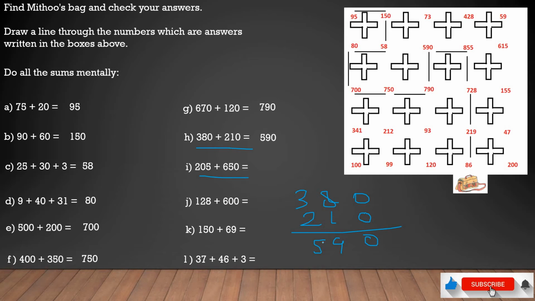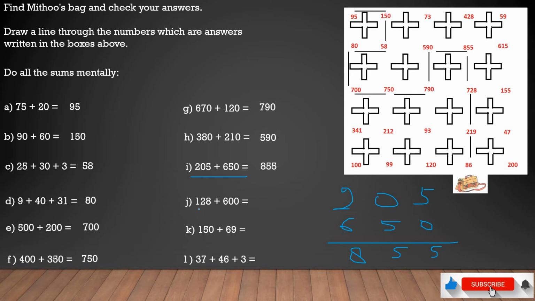Next question is 205 and 650. So let's add these two numbers together. 205, 650. You can write like this. So 5 plus 0 will give you 5. Again 5 plus 0 will give you 5. 6 and 2 will give you 8. So this is 855.